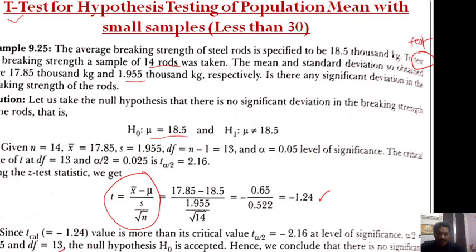So now here, t alpha by 2, because it is again a two-tailed test. So t alpha, I think we are doing a 0.05 level of significance. Is there any significant deviation in the breaking strength? Here we have taken alpha as 0.05, that's why alpha by 2 is coming as 0.025. So at 0.025, let's check the value of t.